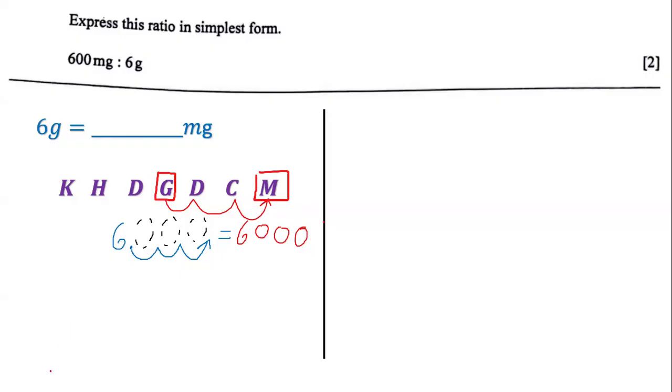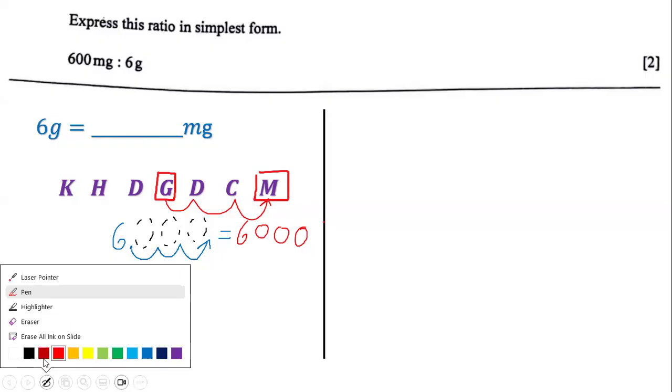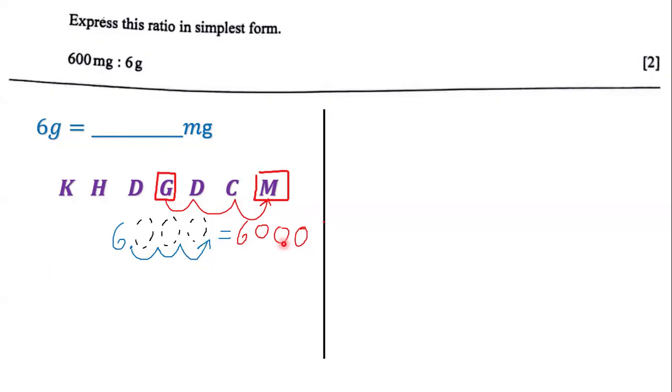All right, so we have 6,000. So another way we could do it is, whenever I move over to the right, is that multiplication or is that division? When I move over to the right, multiplication. Remember, every time you move over to the right, that's multiplication.